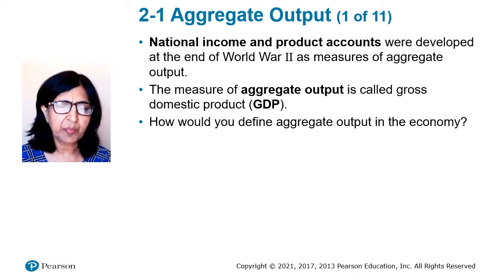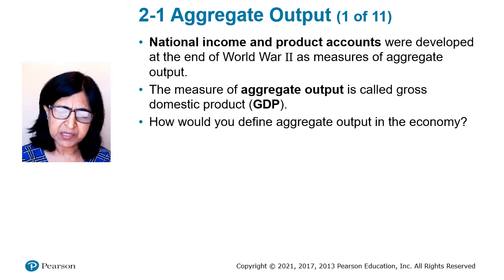National income and product accounts were developed at the end of World War II as measures of aggregate output. Measures of aggregate output have been published on a regular basis in the United States since October 1947. The measure of aggregate output is called Gross Domestic Product, GDP. How would you define aggregate output in the economy?